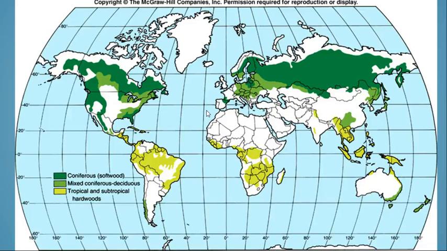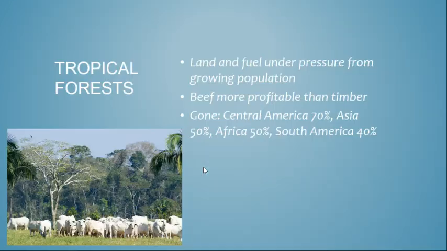That is true for the deciduous and the mixed coniferous, but the deciduous forests as well. They typically are going to be in developed nations, right? And so they're going to be managed. The tropical and subtropical hardwoods, what we're talking about here is the trees in the rainforest. They are not managed. They are disappearing at a radical rate.